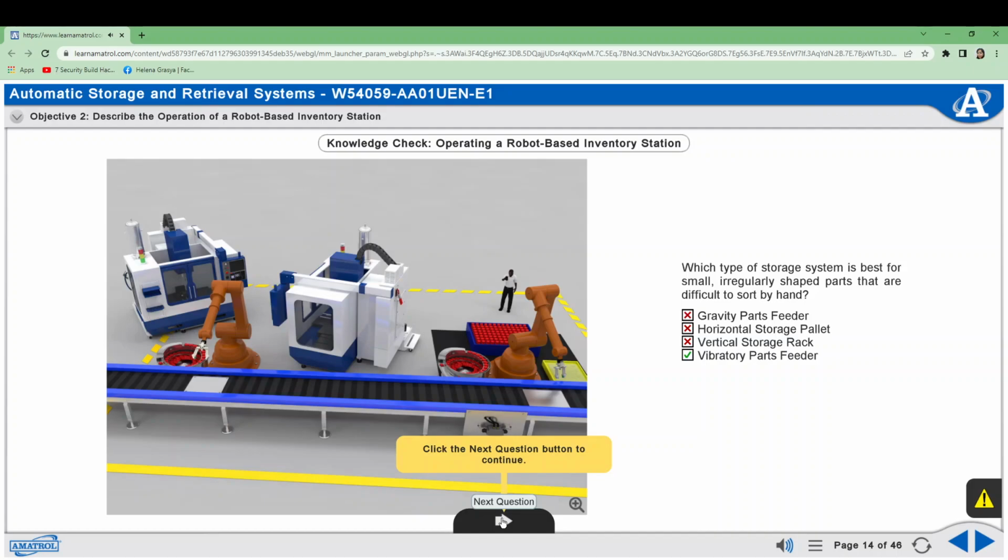What type of storage system is a shelving unit designed to hold inventory while taking up little floor space?